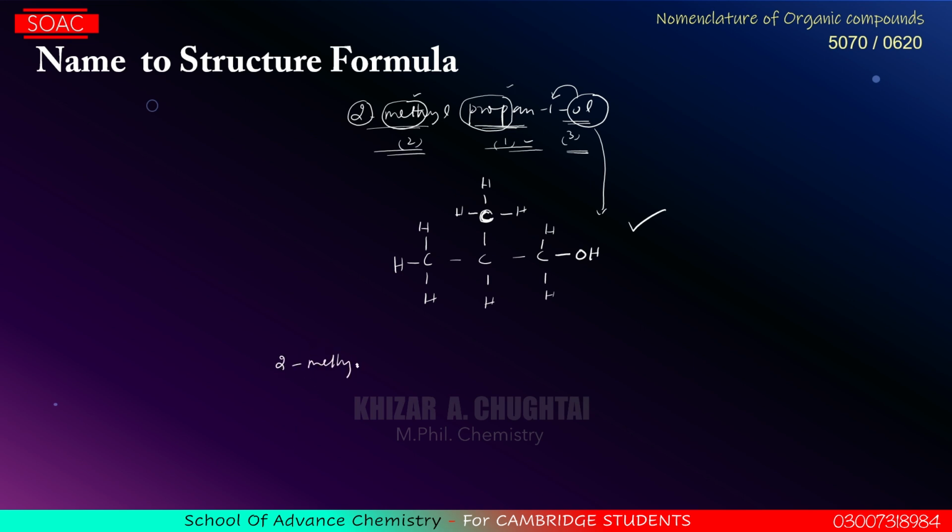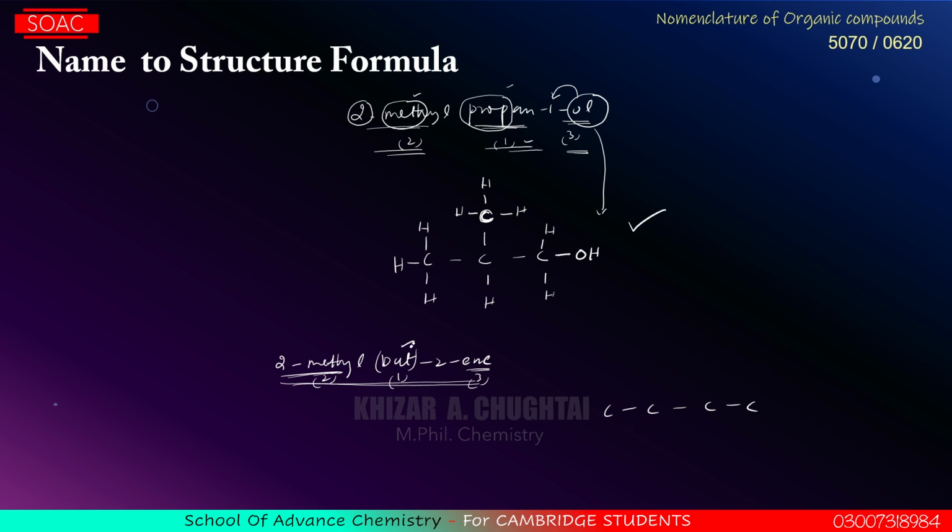Same is the case if they are asking to write 2-methyl but-2-ene. For example, I have this name and I'm supposed to change it into a structure formula. Once again, I will start from the longest chain portion, that has 4 carbon atoms. Then I will move towards a branch. Then finally, I will check the position of the double bond. So I'm going to write 4 carbons over here.